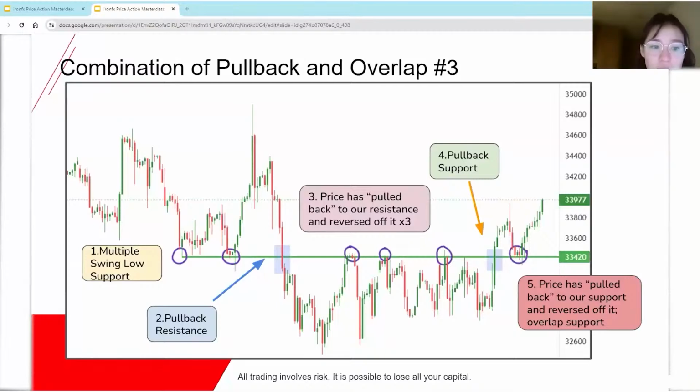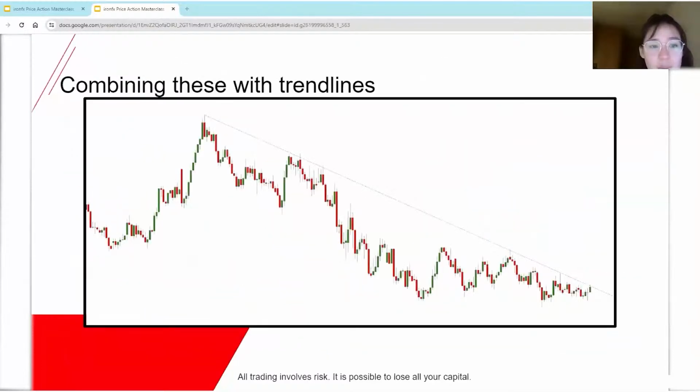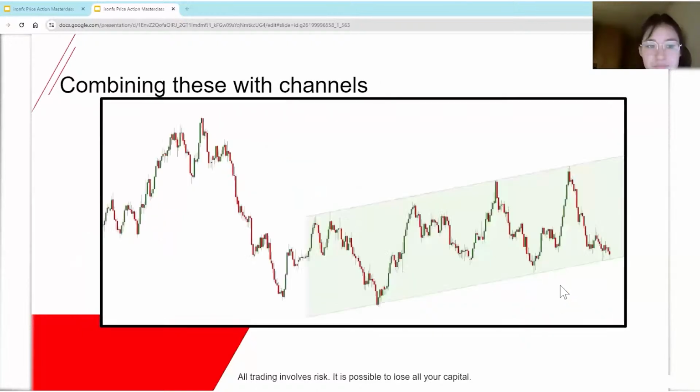Okay, so now let's combine all of these with our trend lines and price action. Here's what a trend line is. Just to recap, it's a valid trend line if there are at least 3 touches on it. So we have one swing high, two swing highs, and actually four swing highs here.